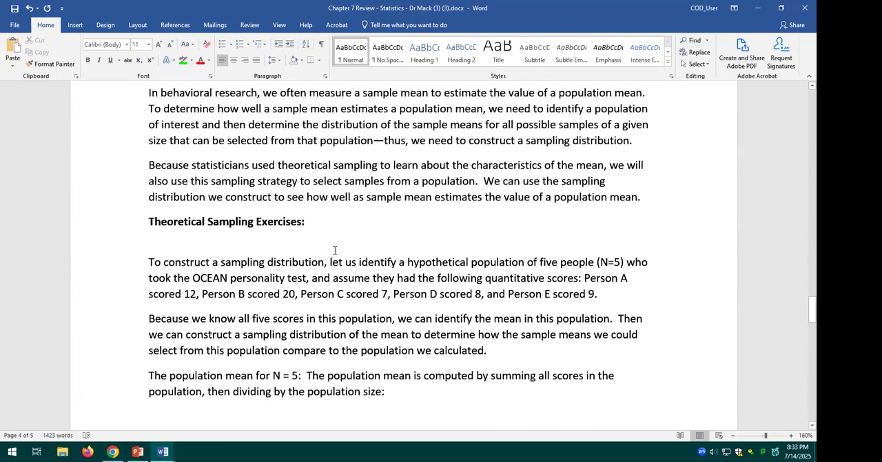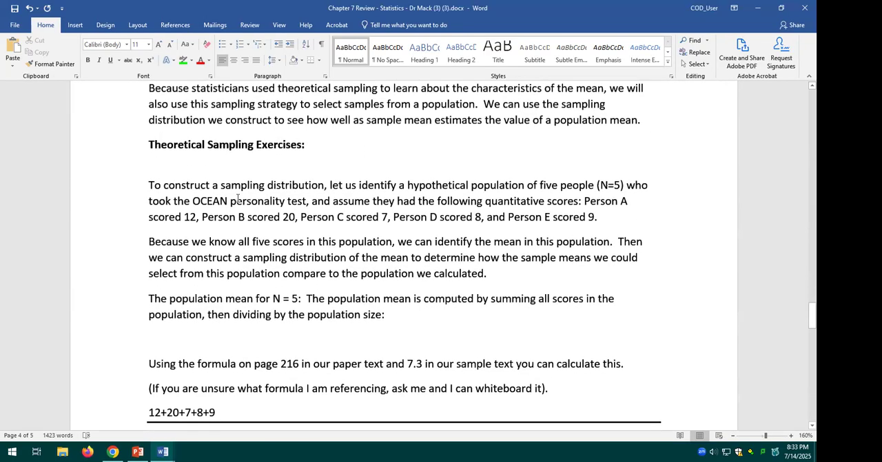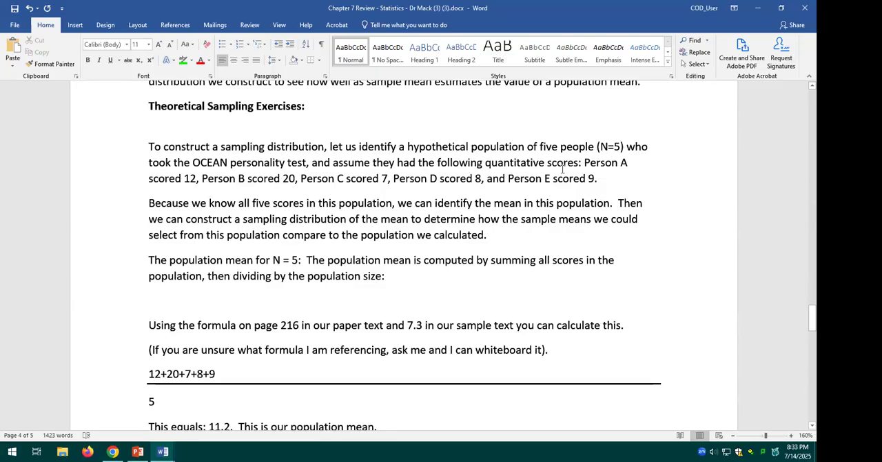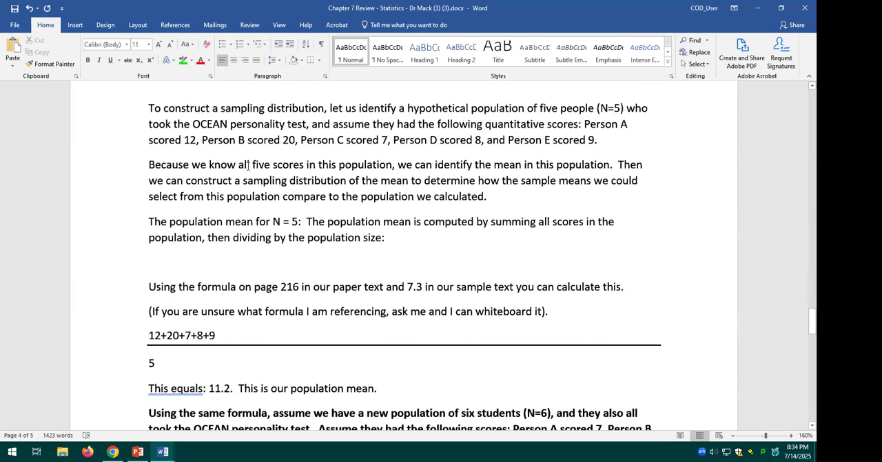Because statisticians use theoretical sampling to learn about the characteristics of the mean, we'll also use the sampling strategy to collect samples from the population. We use the sampling distribution we construct to see how well the sample mean estimates the value of the population mean. To construct a sampling distribution, let us identify a hypothetical population of 5 people, n is 5, who took the Ocean personality test. You had me for Gen Psych, you probably took this. And assume that they had the following quantitative scores. Person A scored 12, person B scored 20, person C scored 7, person D scored 8, and person E scored 9.